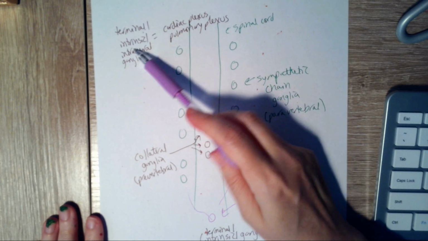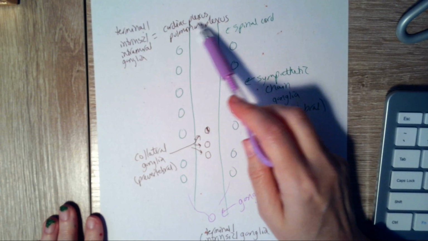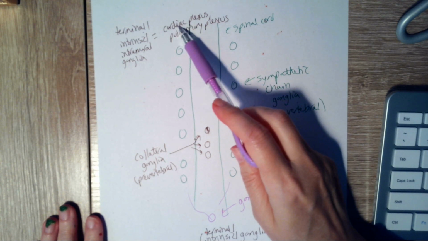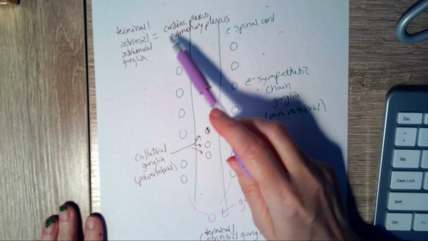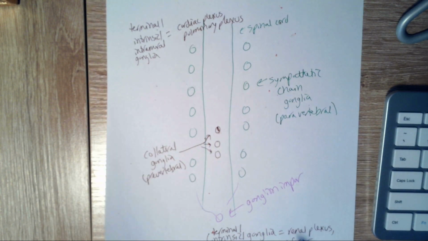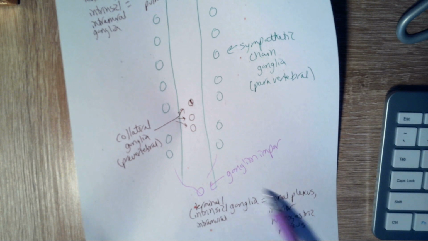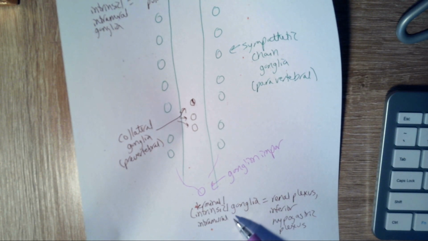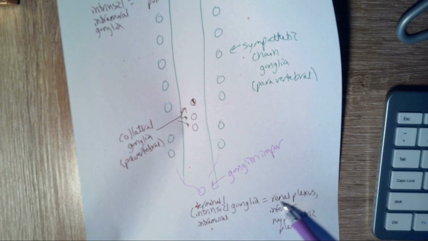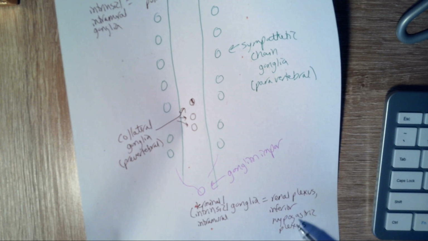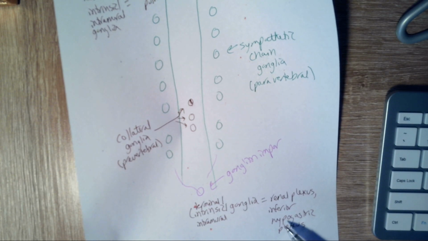So up here we have two of those, the cardiac plexus and the pulmonary plexus. This one dealing obviously with the heart, and this one dealing with the lungs. So these two are up in the thoracic cavity. If we go down below the diaphragm, we end up in these terminal, intrinsic, or intramural ganglia, which are down lower. And that would be the renal plexus, which is on or near the kidneys, and the inferior hypogastric plexus, which is at the very bottom of the body.